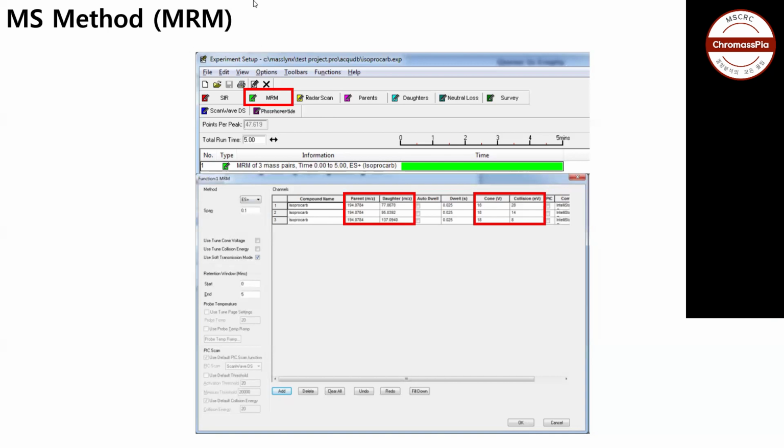I wanted to ask about the three daughter ions here, 77, 95, 137. Here the collision energy is different for each daughter ion. So does it give each of them a different collision energy in the MRM? Can you ask one more time? Let's say the three daughter ions are here, and here three different collision energies. So does it give three different collision energies at the same time, or how does it work?